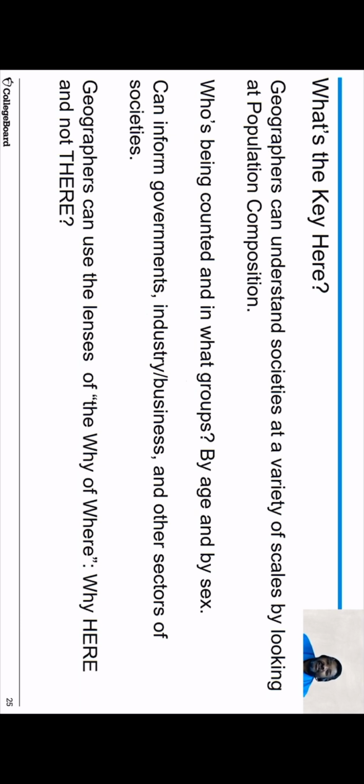What should we take away? Geographers can understand societies at a variety of scales by looking at population composition. We look at who's being counted, what groups are being counted. Are they being grouped by age? And they can also be grouped by sex. We can inform governments, we can inform retail, we can inform the real estate sector. Geographers can use the lens of the why of why here and not there, just by looking at population pyramids and age sex structures.